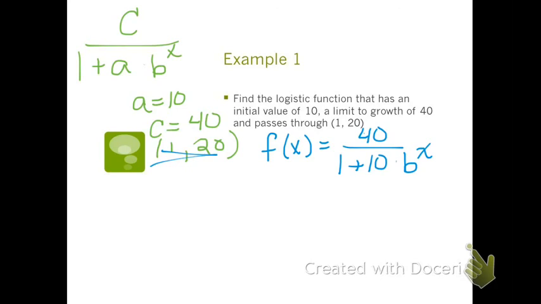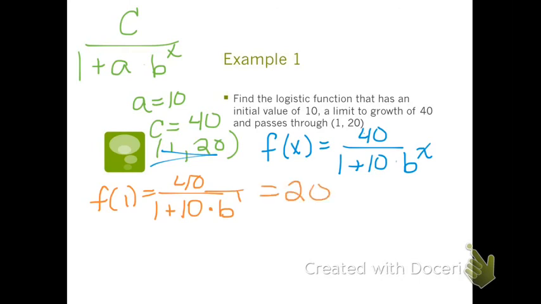So switching colors again, we get f of 1 is going to equal 40 over 1 plus 10 times b to the 1, that's our x value, which also happens to be equal to 20. So now we can solve for our b value. We have everything else filled in except for b. So let's solve for that.